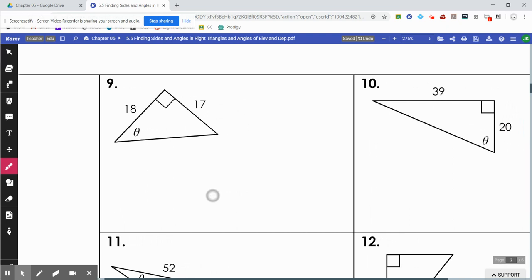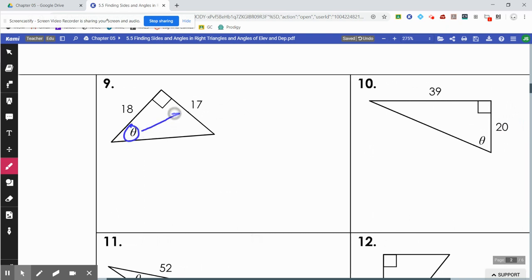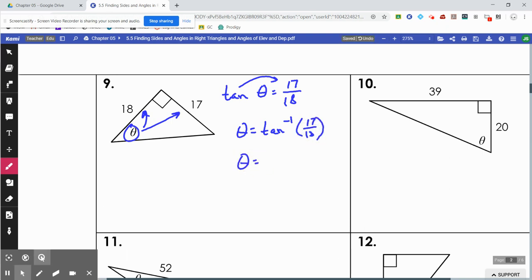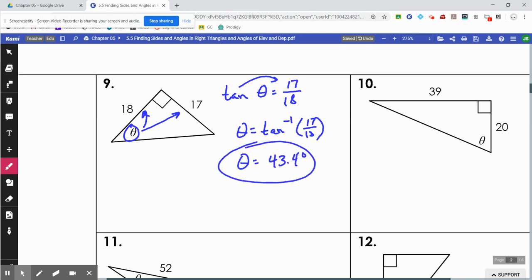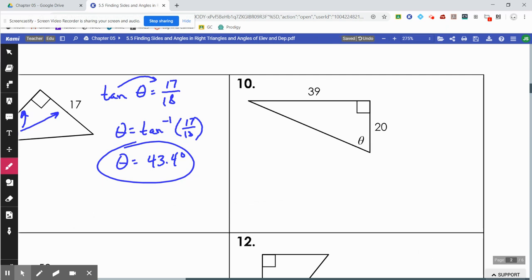Number 9. Here's my angle. This was the opposite and adjacent. That'd be a tangent problem. So the tangent of my angle is equal to opposite over adjacent. So therefore, to find my angle, move the tangent over by doing the inverse tangent of 17 over 18, and that means that your angle is going to be about 43.4 degrees.